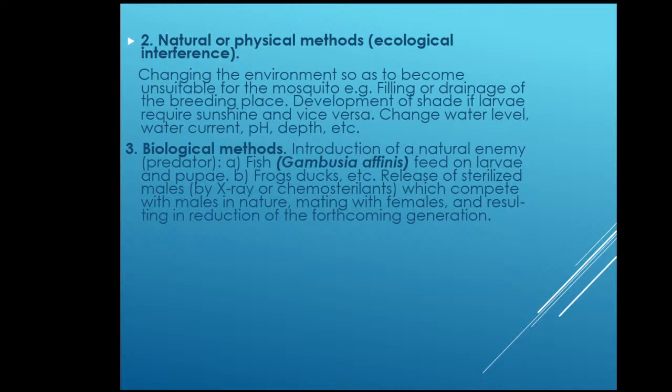The biological methods include gene modification: sterilized males which compete with normal males in nature. These sterilized males mate with females and cause a reduction in the number of the next generation. They can't fertilize females, and it causes a decrease in the number of mosquitoes.